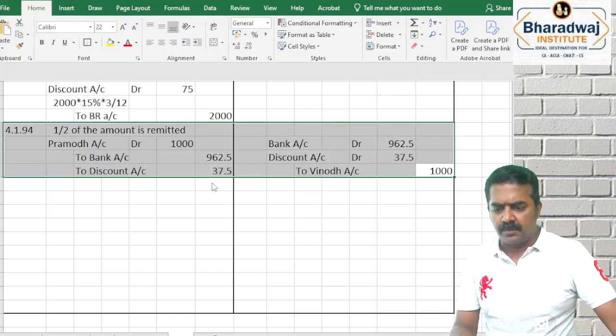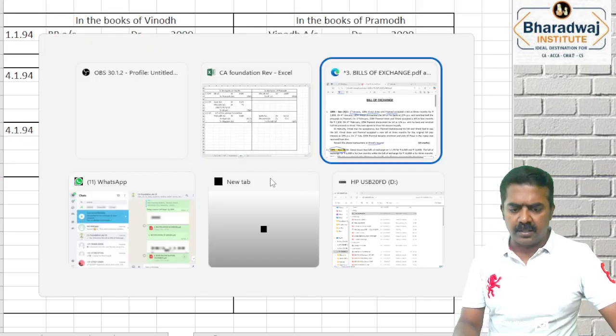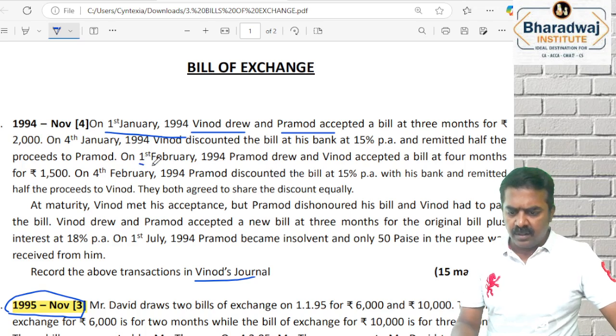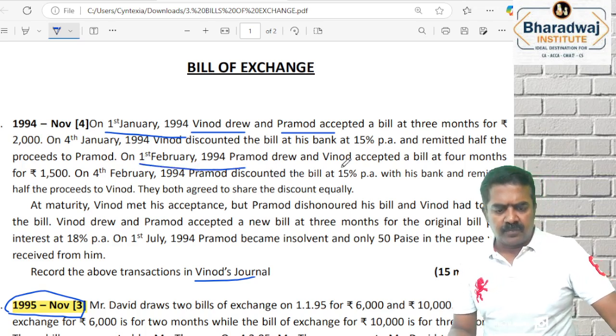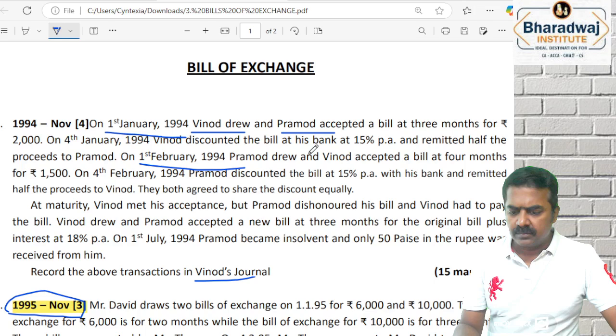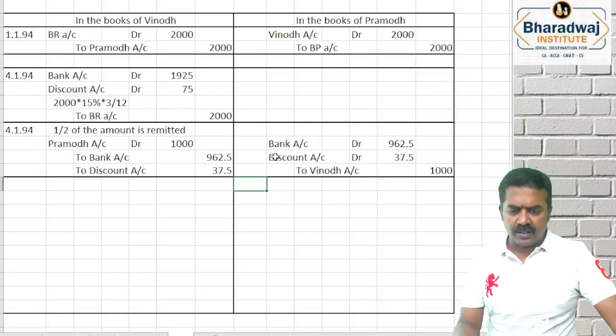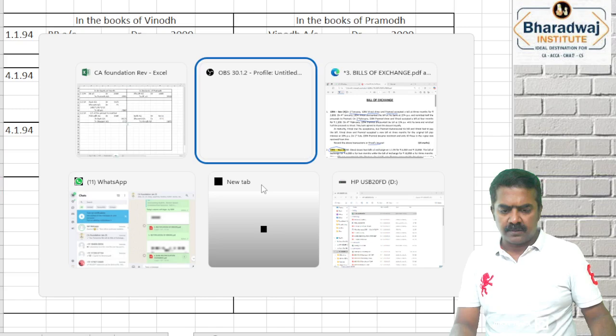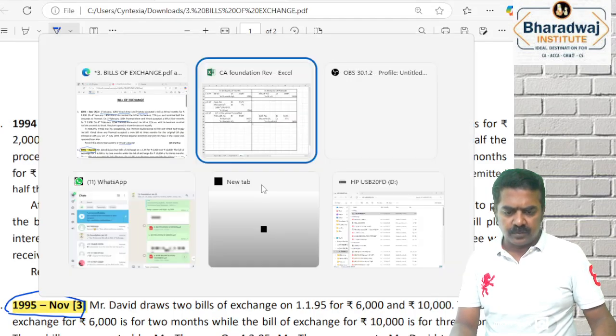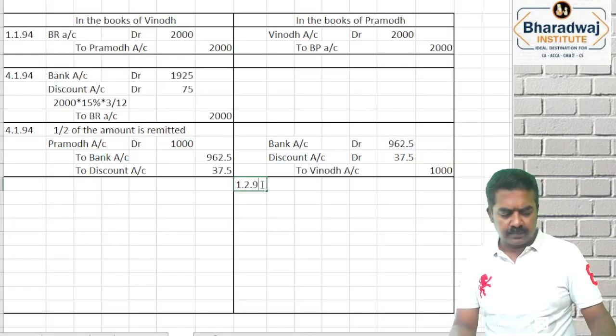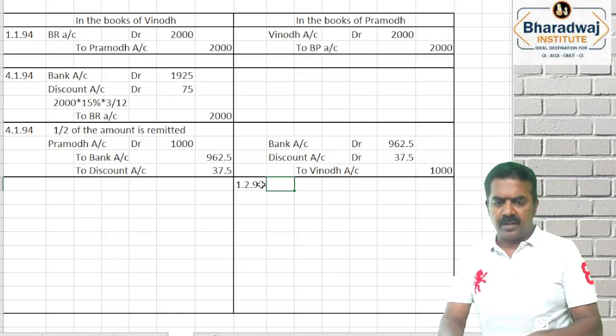Second bill யார் draw பண்றாங்க? Second bill பாருங்க. Who is drawing the second bill? On 1st February, Pramod draws and Vinod accepted a 4 months bill. When? 1st February 94. We are drawing the bill.